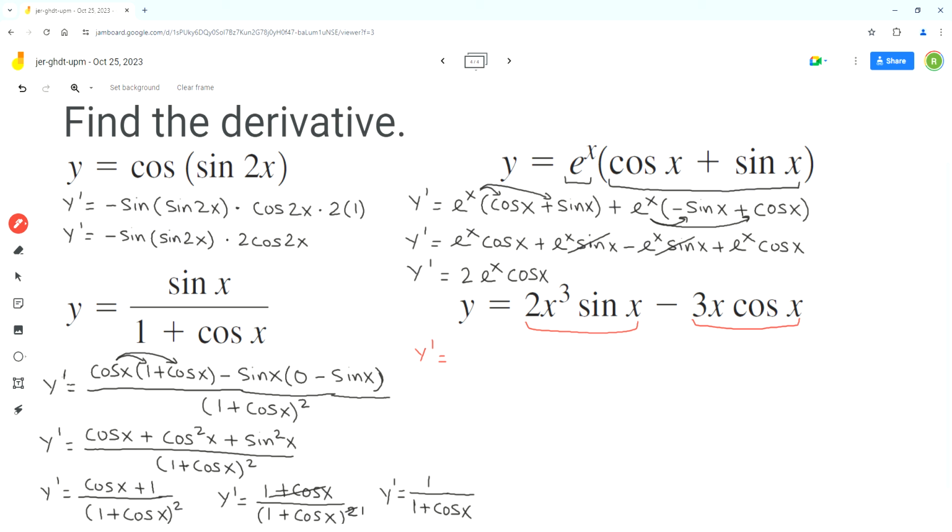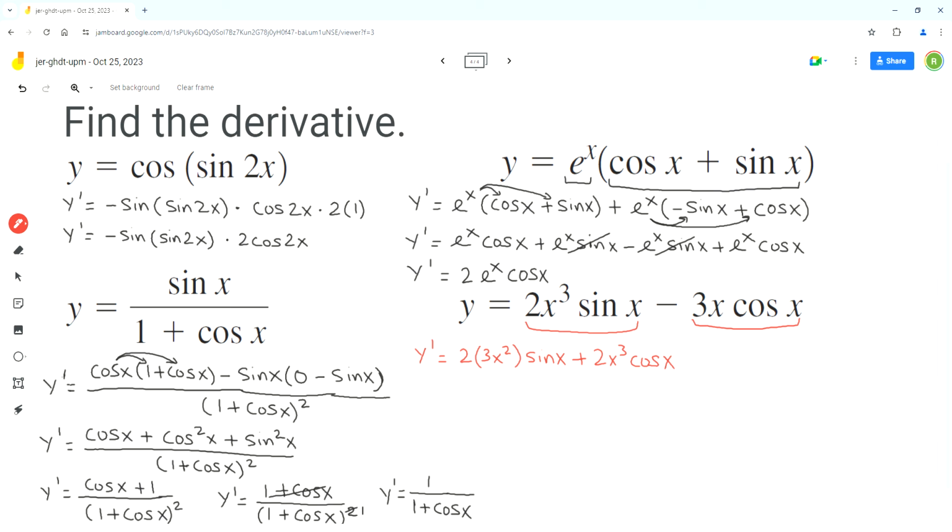As per the product rule, we have to find the derivative of the first term. The derivative of 2x cubed will be 2, which is the coefficient, so it will stay as it is, and the derivative of x cubed is 3x squared times sine x, the second function, plus the first function times the derivative of sine x, which is cos x. So now we are done with the first term in this function.